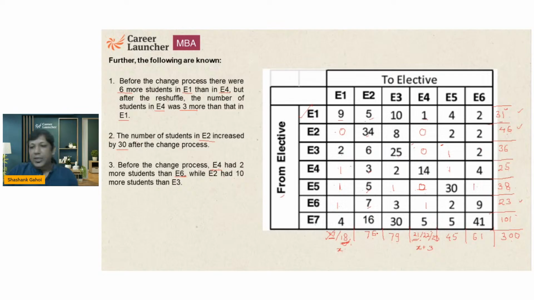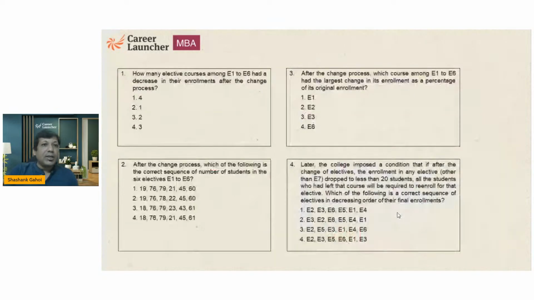46 to 76, E2 had an increment. 36 to 79, again increment. 25 to 21, there is a decrement. So E4 had a decrement. Then 38 to 45, it is an increment. 23 to 61, there is an increment. So basically 2 sections had the decrement and every other section saw the increment. So the answer of this question is going to be option 2.